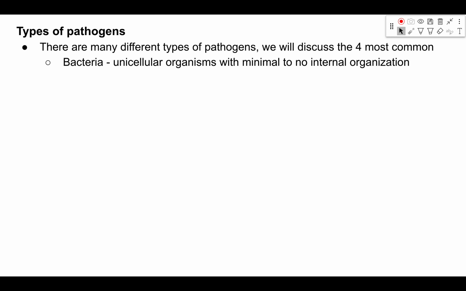The first one we're going to talk about is bacteria. Bacteria are microscopic, unicellular organisms, but what separates them from other microscopic unicellular organisms is that they don't have any internal organization. So they don't have a nucleus, they don't have organelles, they don't have a lot of the internal structures that set other unicellular organisms apart.